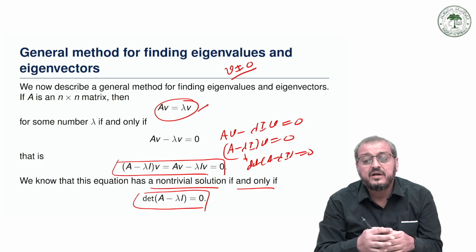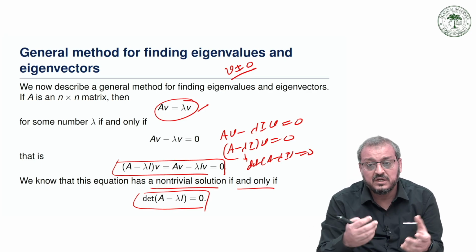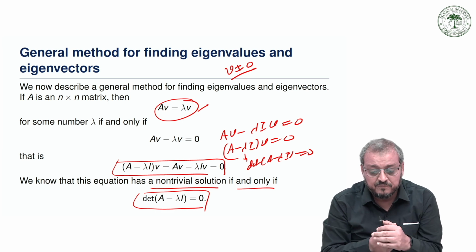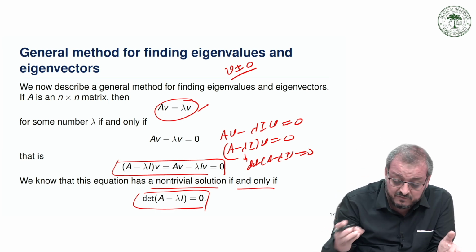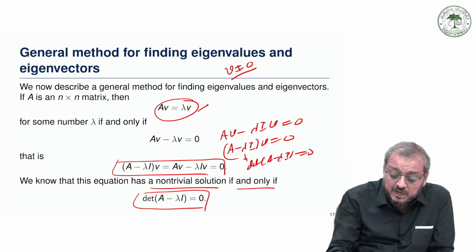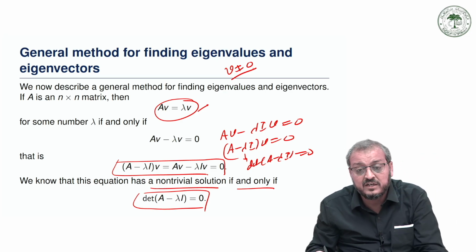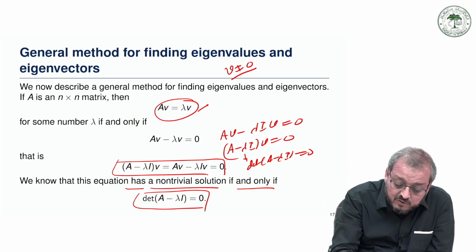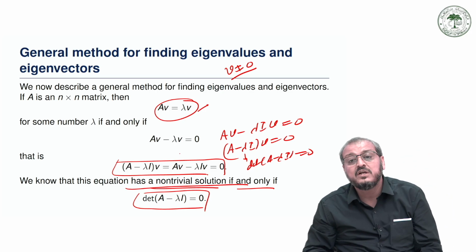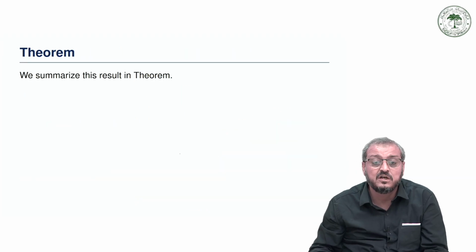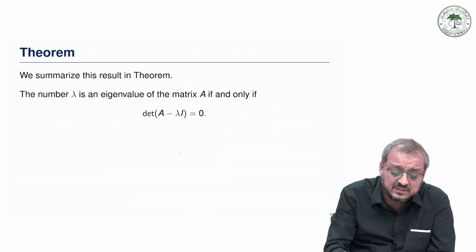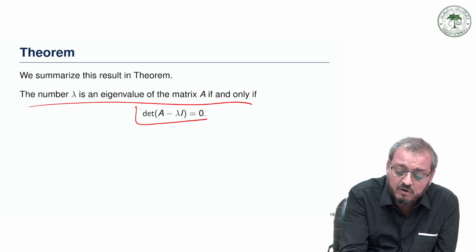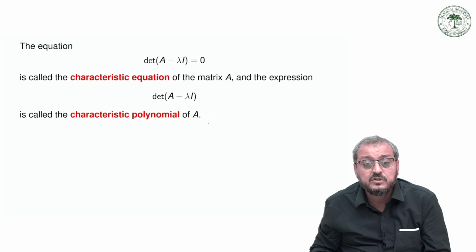We try to find the general non-trivial solution, the eigenvalues and the eigenvectors corresponding to the eigenvalues. So the general method is to find the determinant of A minus λI equal to 0. We summarize this: λ is an eigenvalue of the matrix A if and only if the determinant of A minus λI is equal to 0.